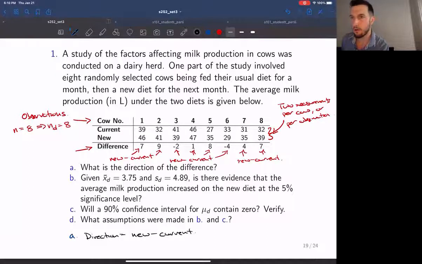All right. Now in part B, we are told, given x bar subscript d is equal to 3.75 and little s subscript d is equal to 4.89, is there evidence that the average milk production increased on the new diet at the 5% significance level? Breaking this down, we have evidence milk production increased on new diet.